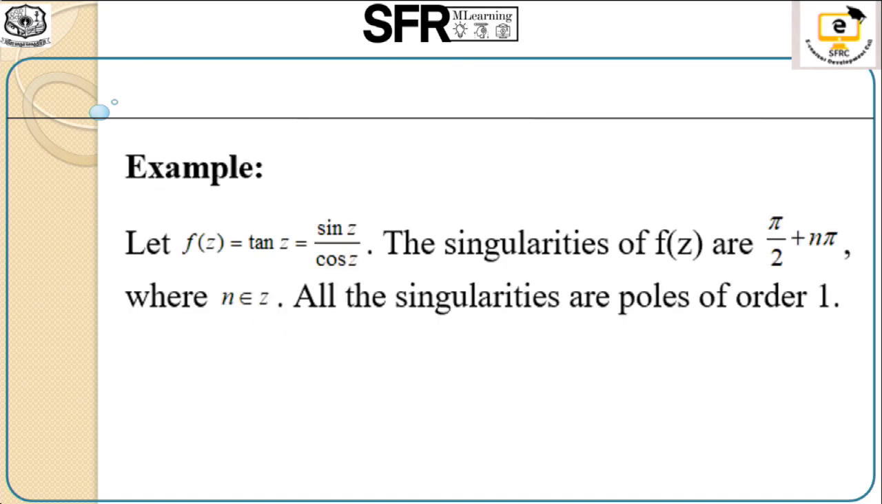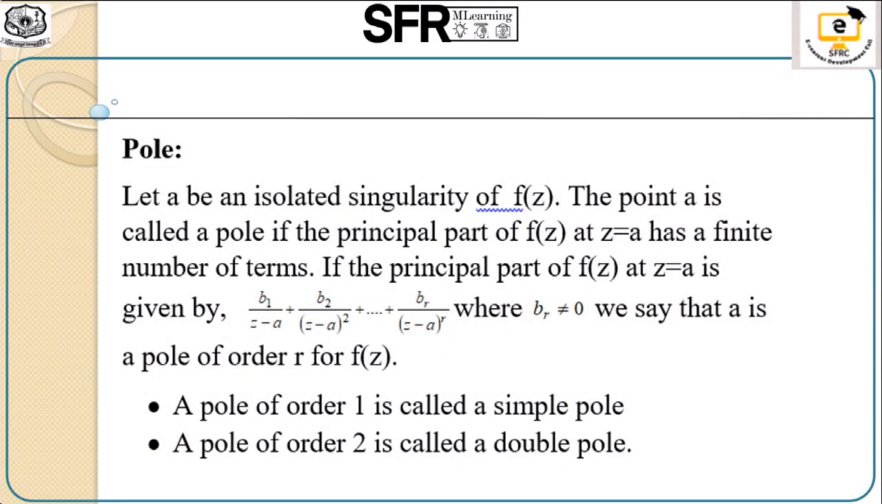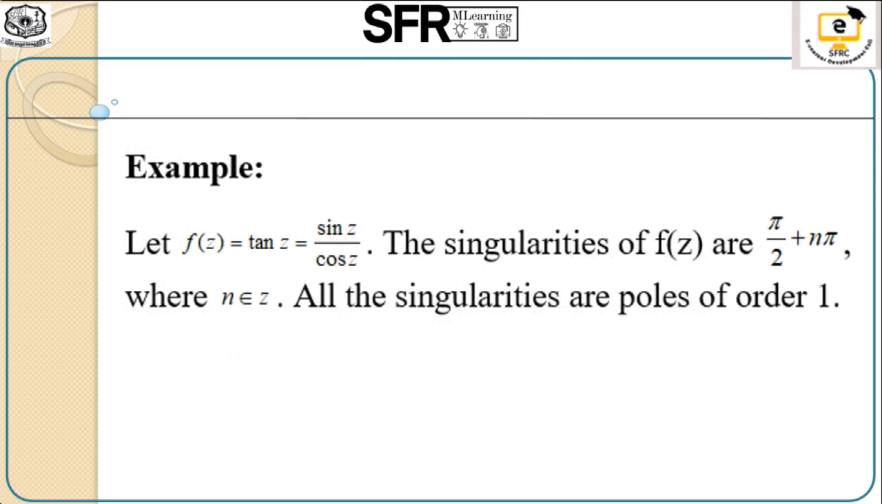For example, f of z equal to tan z. I am checking the type of singularities here. I rewrite tan z as sin z by cos z, and look at the singularities. The points at which the denominator becomes 0 are pi by 2 plus n pi for all n belonging to Z. So these are all singularities, and if I expand this, definitely the principal part contains a finite number of terms. Here all the singularities are poles of order 1. A pole of order 1 is called a simple pole, and a pole of order 2 is called a double pole. So in this example, all singularities are simple poles.